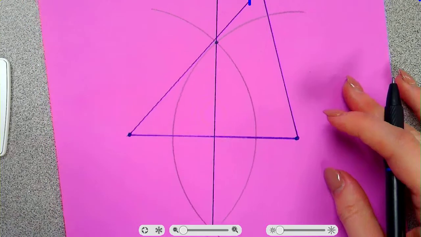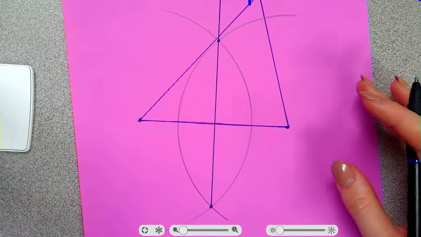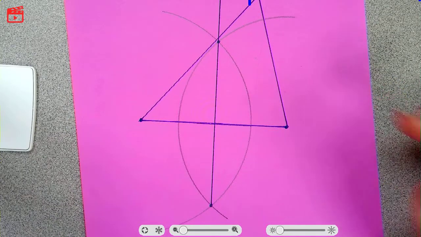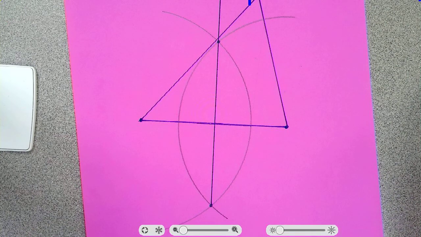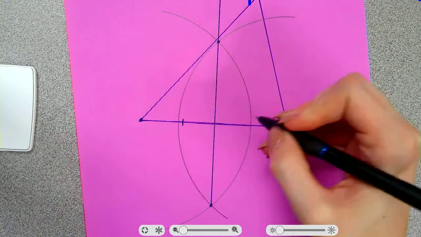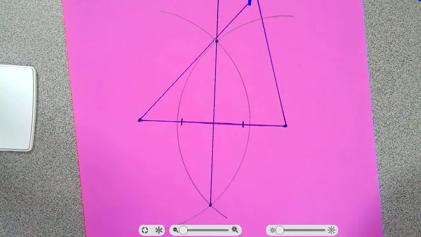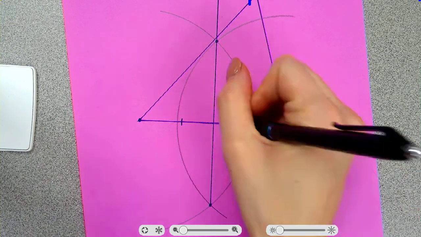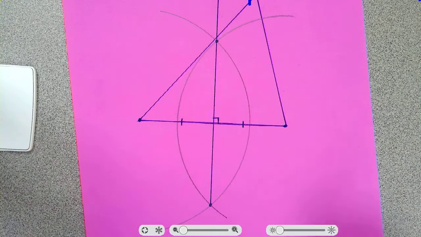When you create a perpendicular bisector, you have to mark 2 things on your triangle. Can someone tell me the 2 things? What's the bottom line of that? Okay, so I'm going to do a tick mark on this side and a tick mark on this side. What else? Yes, the right angle. Good. So we're going to do a right triangle.